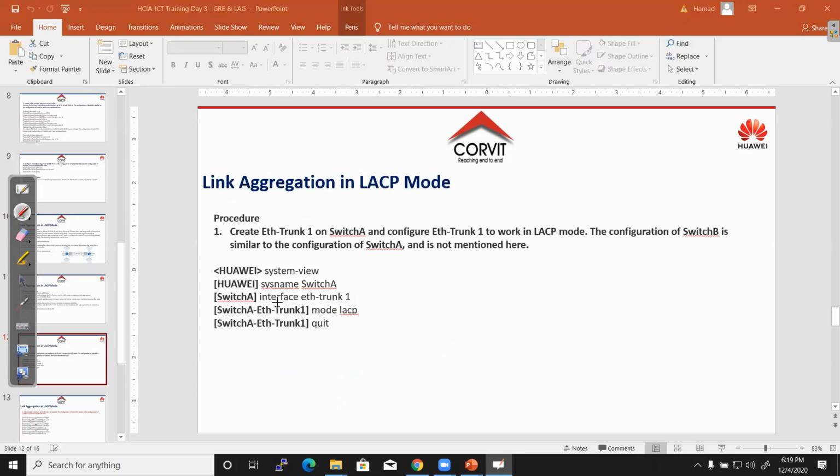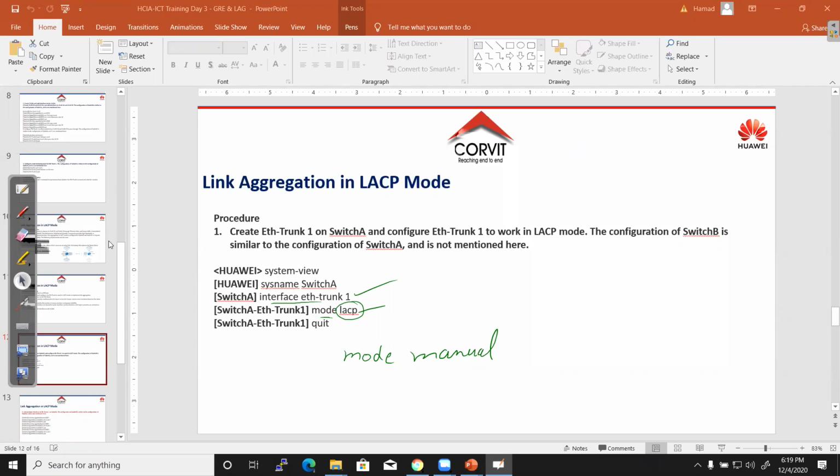First of all, the same thing, you need to create interface Eth-Trunk 1. Then you will change the mode to LACP. Last time we set the mode as manual. If you set the mode as manual, that means you are configuring this bundle in a static way. But if you write mode LACP, that means you want to enable the protocol. Yes, you can put more than 1 backup link.